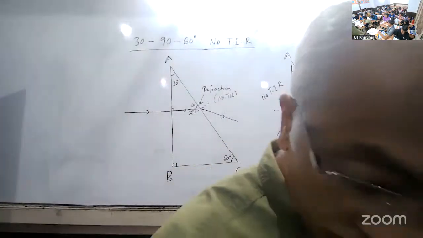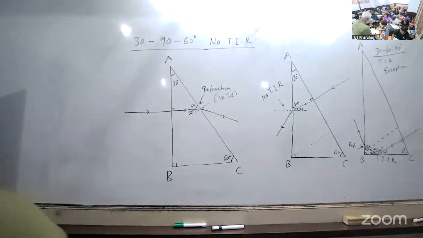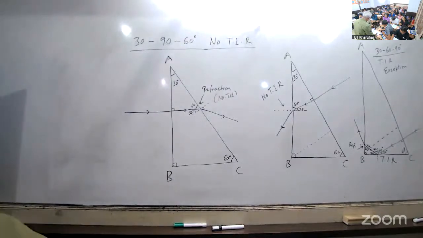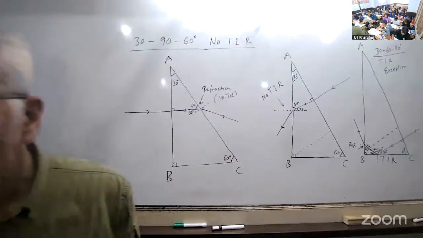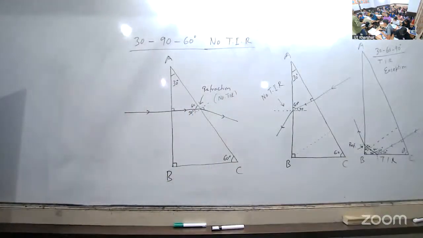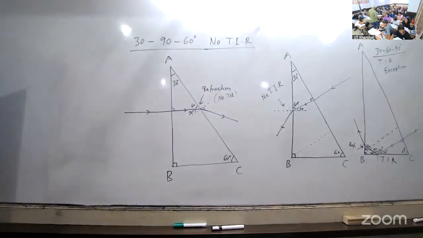So with this, we have completed this chapter. What was it? Refraction of light on a plane surface. This chapter is completed. If you have any queries you can ask, or else we'll go ahead.